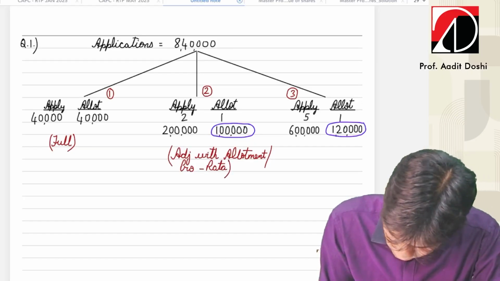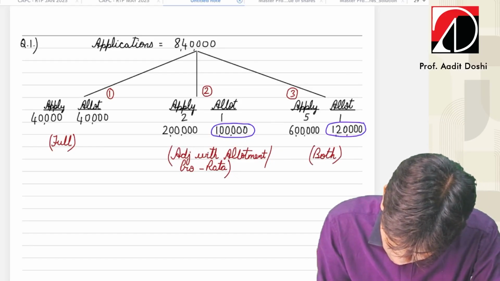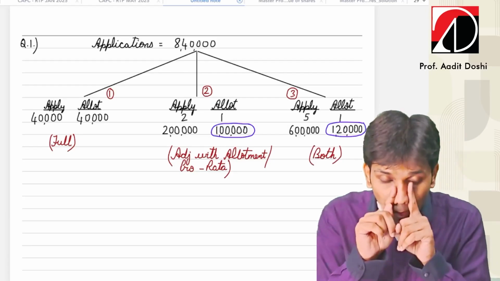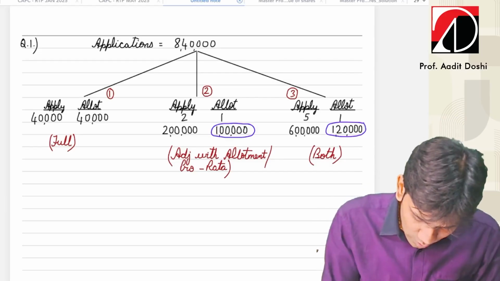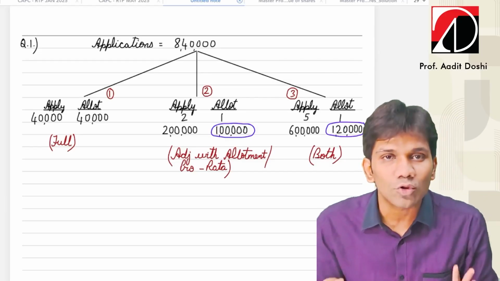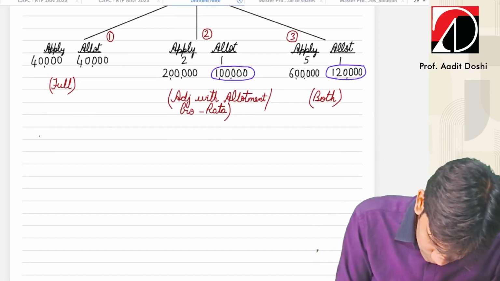Here it was both. Now what is the meaning of both? Some amount was refunded and some amount was adjusted with allotment. So this is the working. Now category 1 does not require any working. Those who applied for 40, they were allotted 40. Category 2, I will do.